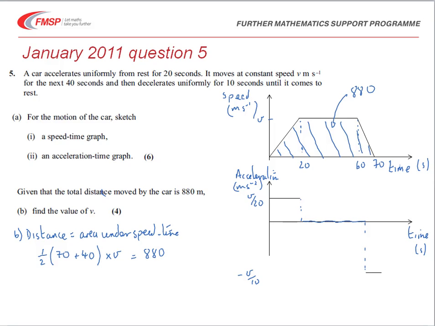Well, we can solve that. v is therefore equal to 2 multiplied by 880 divided by 110, which is therefore 16. So we get 16 meters per second for our answer.